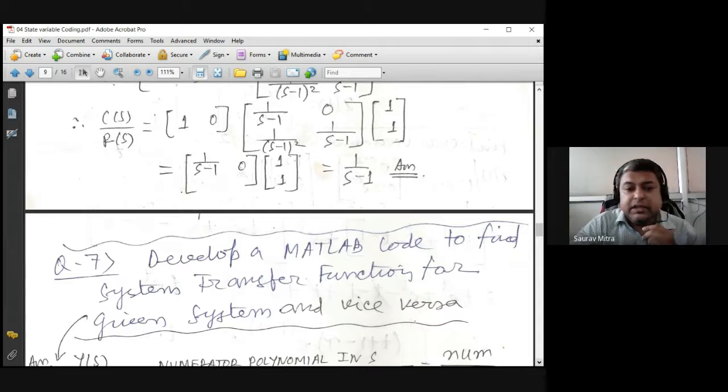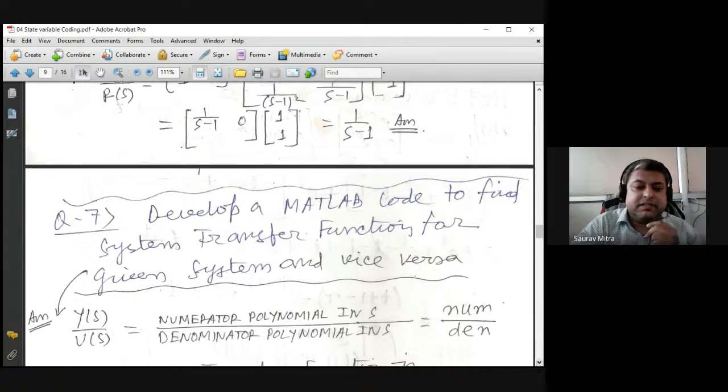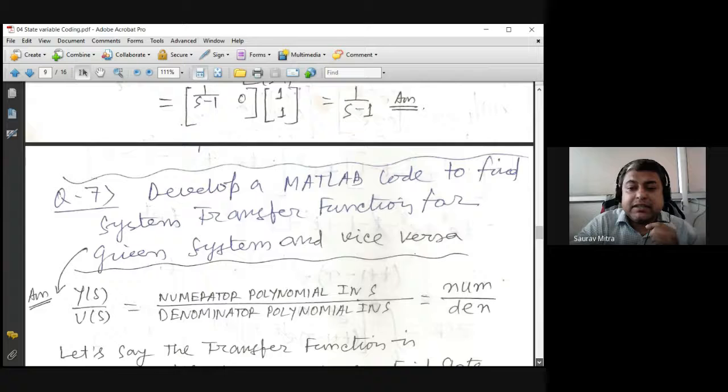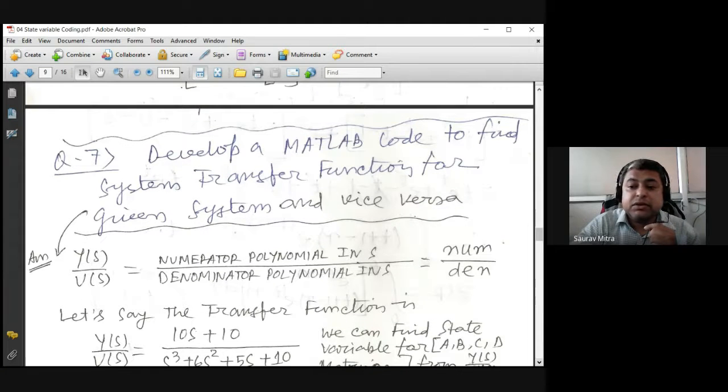Now, how to develop the MATLAB code to find the system transfer function for a given system and vice versa? Generally, num and den. These two are the abbreviations that you have to understand. It is in s domain. So we have seen s is equal to tf('s'). At the starting of every session, in Bode plot and in root locus, we have done that step. That is s is equal to tf('s').